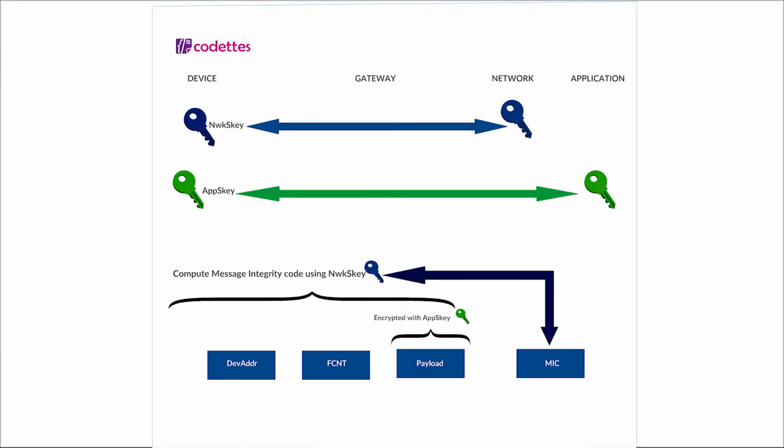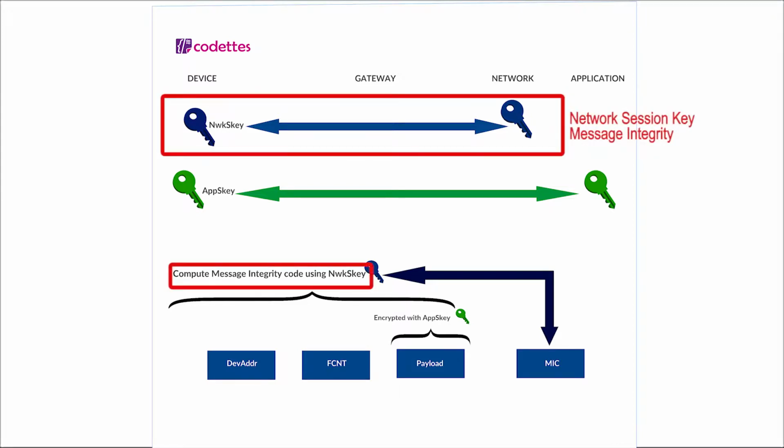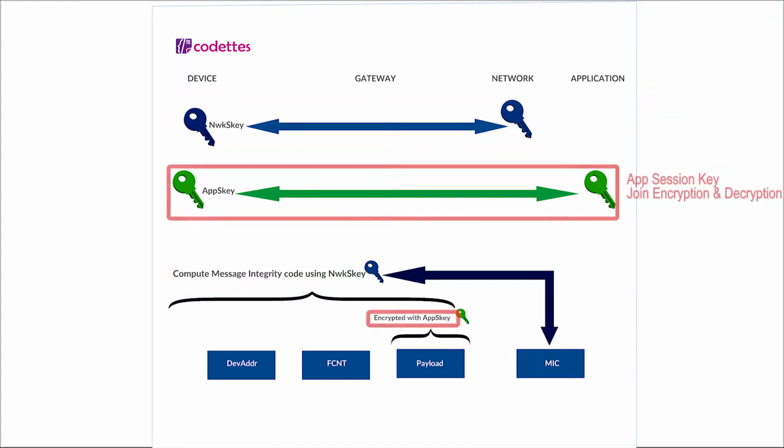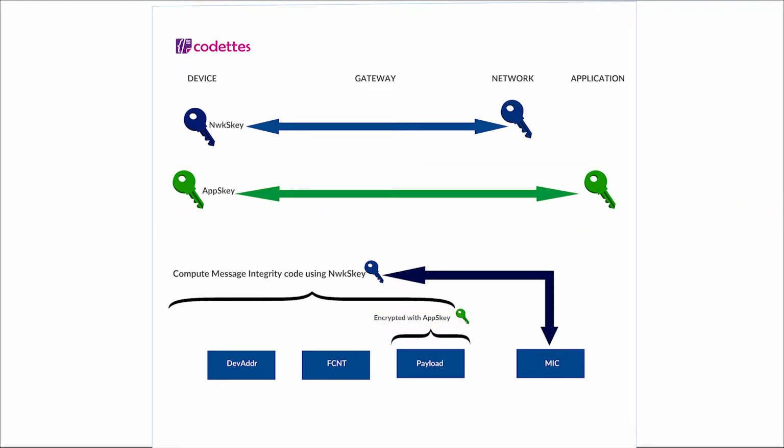LoRaWAN uses two types of symmetric session key for the security of the communication that are unique for each LoRa device. The network session key is used to guarantee the message integrity from the device to the LoRa network server. And the app key is used for the end-to-end AES 128 encryption for the device to the application server.